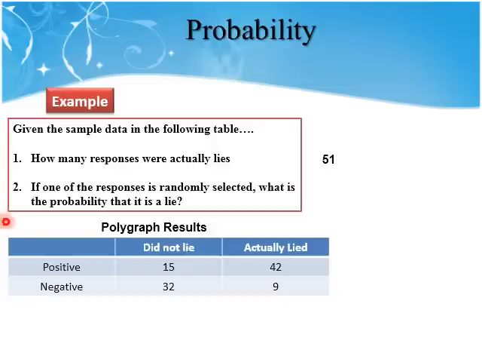Question 2 says, if one of the responses is randomly selected, what is the probability that it is a lie? So we can use the classical approach to answer this question. First, we want to count up the number of people who actually lied, then the number of people who were surveyed for these results, and divide the two numbers. In other words, we're going to take 51 and divide by the total number of survey respondents, 98, and we'll get a probability of about 0.5204.